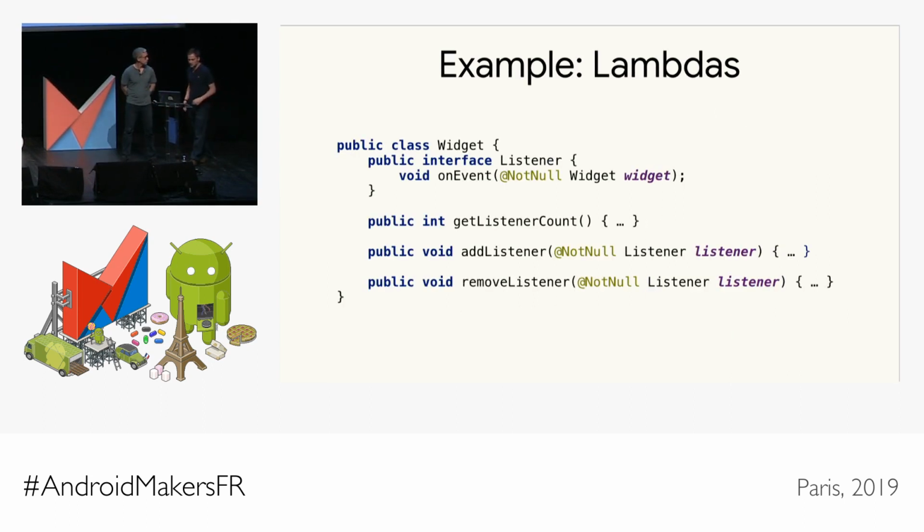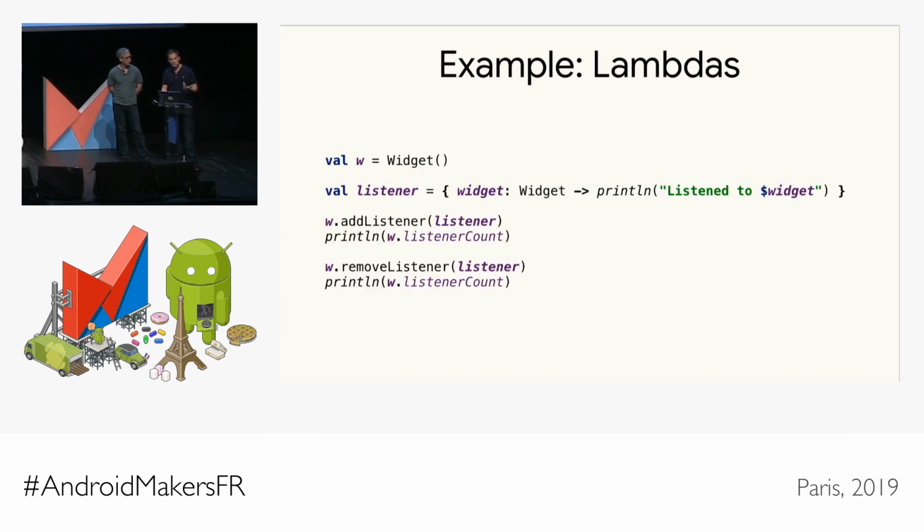So speaking of lambdas, here's an interesting example. It's more of a gotcha than some inefficiency in the bytecode. Let's say we have a Java API, like on Android, a widget, and you can add and remove listeners. Our listener is just an interface with a single method on it, onEvent, that takes a widget instance. So what happens when we use this from Kotlin?